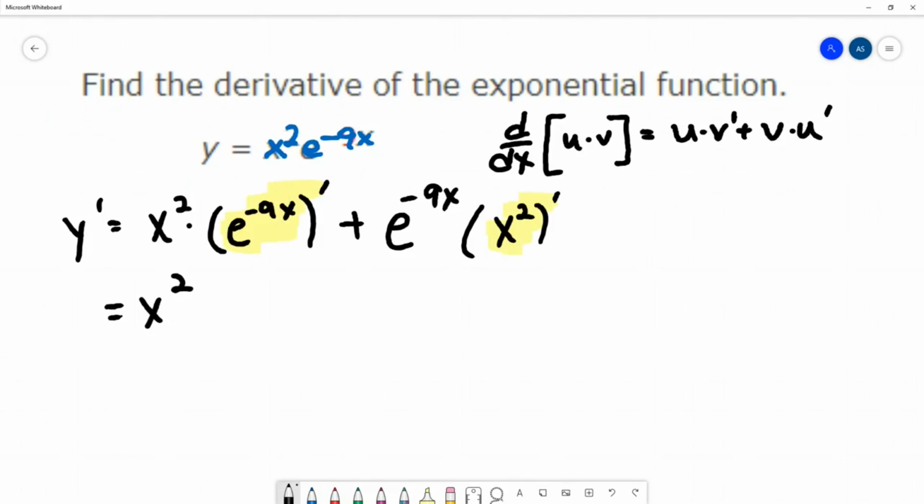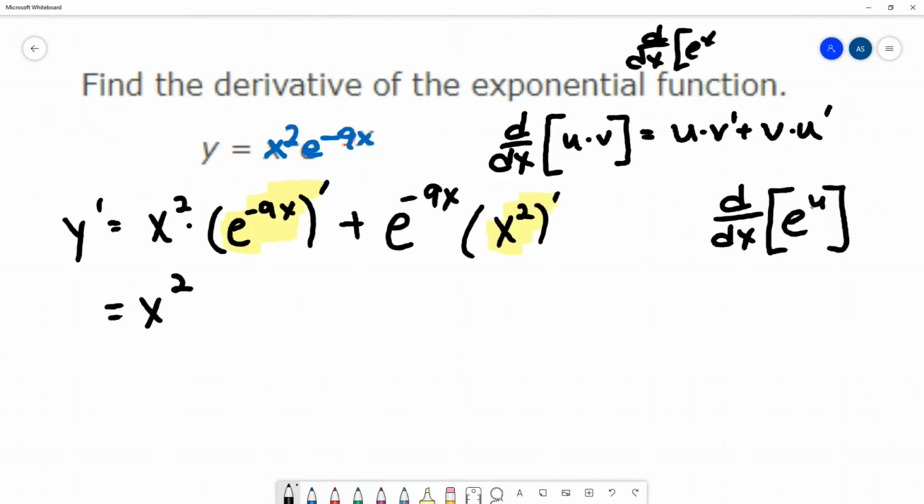Now, when we calculate the derivative of e to the negative 9x, I need to use my derivative rule for e to the x, or e to the u. I wrote e to the u. When we write e to the u instead of e to the x, the e to the u has the chain rule built into it. So e to the x, the derivative of e to the x is e to the x.